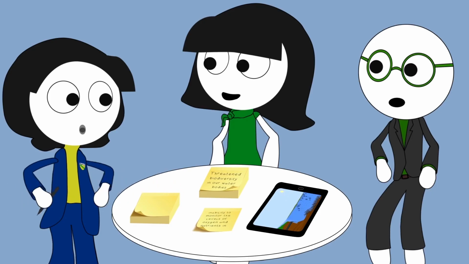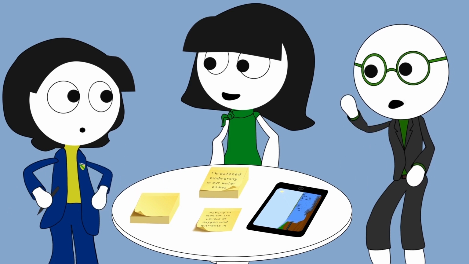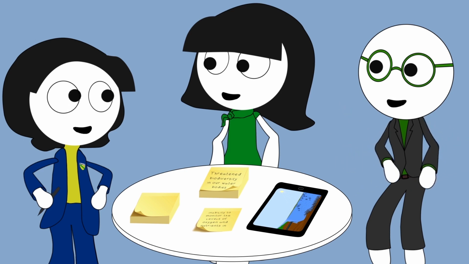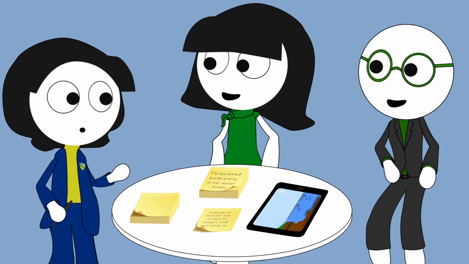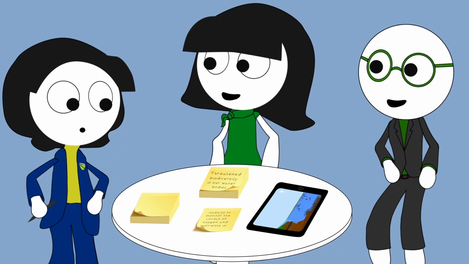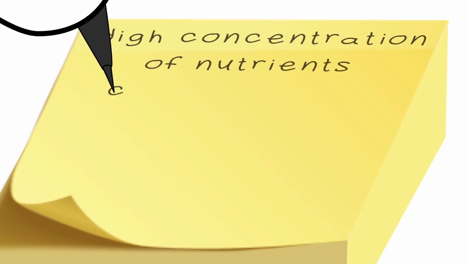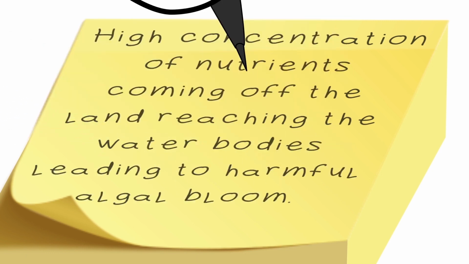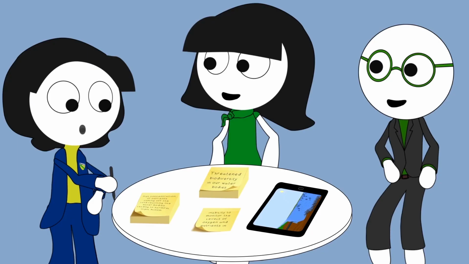This is all true, of course. But do we really need to go into that much technical detail? Yes, you are right. Let's focus on a limited number of our most important causes and not get lost in too much technical detail. Okay, let's then formulate the key problem at the origin of threatened biodiversity in our water bodies like this: high concentration of nutrients coming off the land, reaching the water bodies, leading to harmful algal bloom. This is really the key problem we should try to solve.